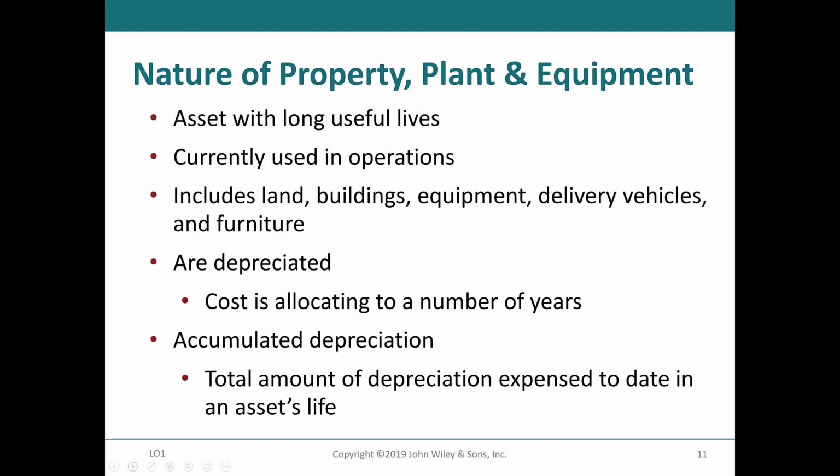That 10,000 that I expense every year is what we term as what? Depreciation. Okay. Now, because I expense 10,000 every year, for us to get what our accumulated depreciation is, from our definition here, it says the total amount of depreciation expense to date in an asset's life. So how much have I expensed after 3 years? If I expense 10,000 every year, that's going to be 30,000 accumulated depreciation. Your accumulated depreciation shows up in your balance sheet, right? Whereas your expense for that year or for that month, depending on your calendar year, is going to show up in your income statement. Okay.